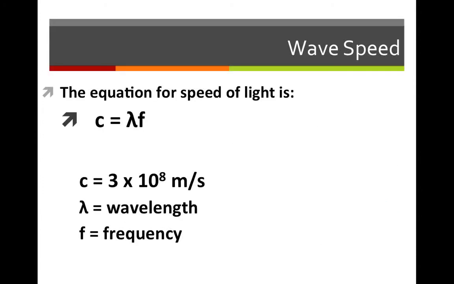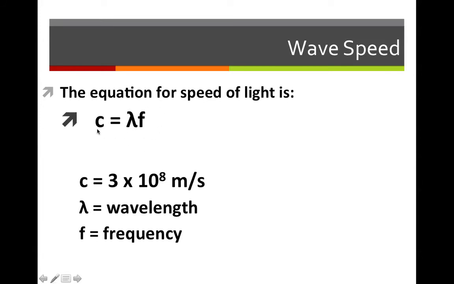So now we're going to get into how fast waves go. So wave speed. So the equation for the speed of light, and actually the equation for any speed of a wave, is c equals lambda f. Now of course for this case, for light, the velocity or the speed is always going to be c, or 3 times 10 to the 8th meters per second, the speed of light. But that's equal to the wavelength, lambda, times the frequency.